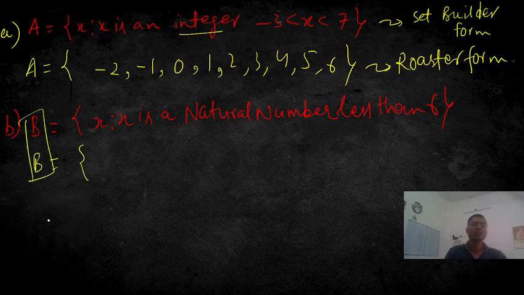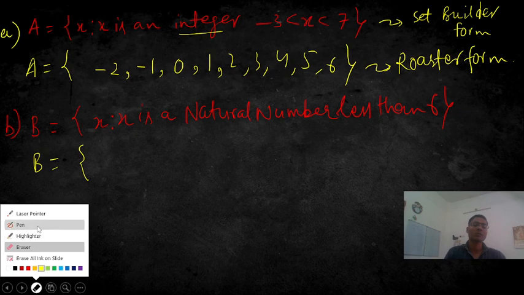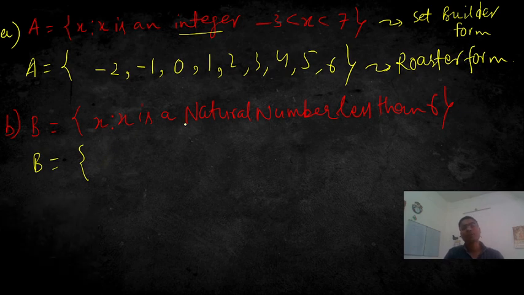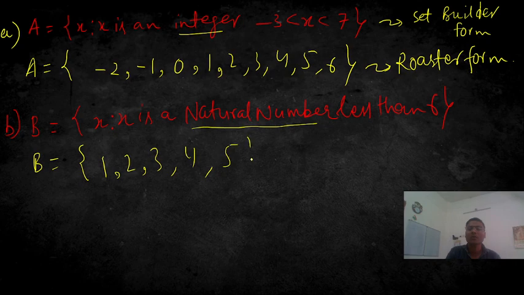This must be the same as previous, otherwise it might confuse you which question I have answered and which answers. So x says that x, so you will have to write the natural numbers that are less than 6. Natural numbers start with 1, 2, 3, 4, 5. Why are you not writing 6? Because it's saying less than, but not less than or equal to. So here we have to put it.